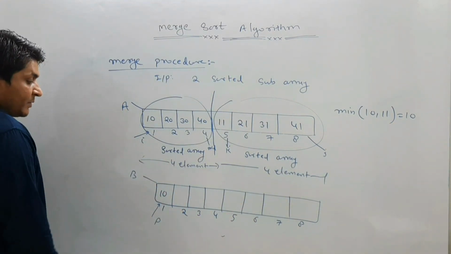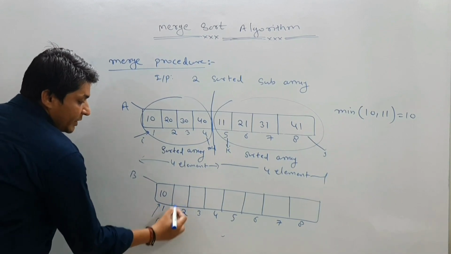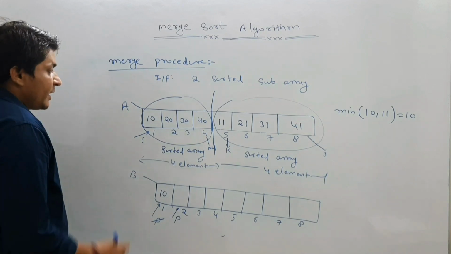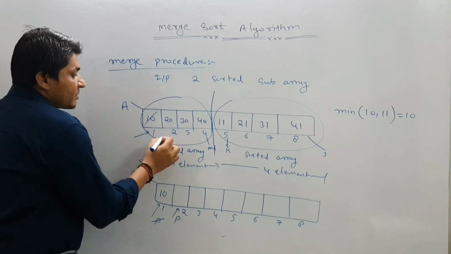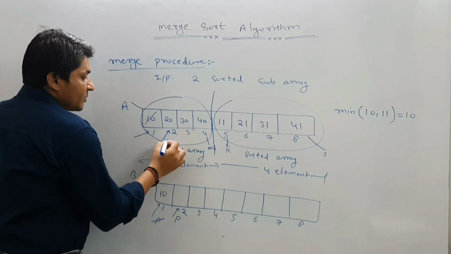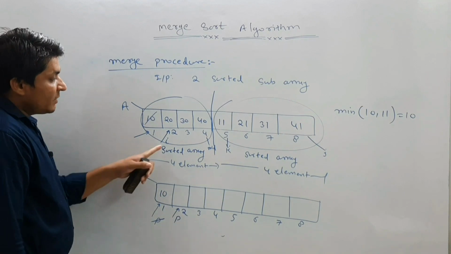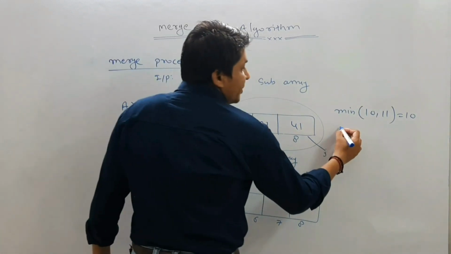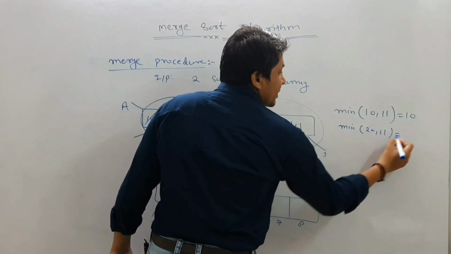Correct, in B array. Now we will start pointing to the next location, because the next element will be copied into the next location. So P is pointing to the next location. Now we have already copied 10, so now we are going to compare with the next element, which is 20. So now i is pointing to the next element. Now again we are going to find the minimum of 20 and 11. So what is the minimum in this case?